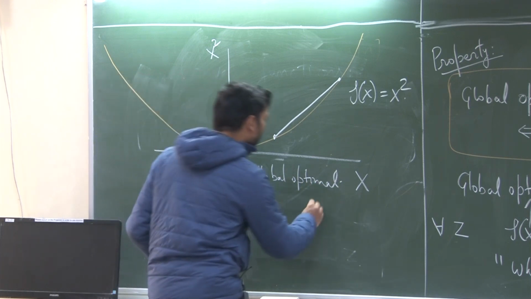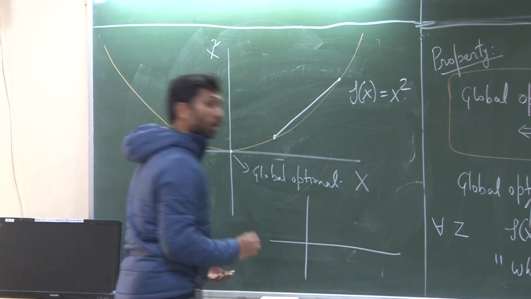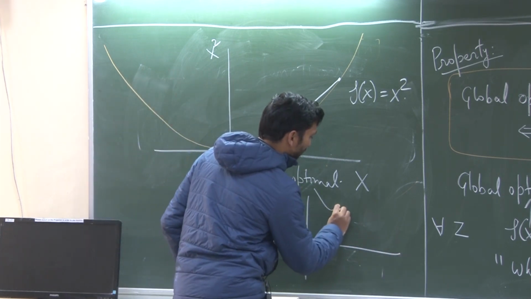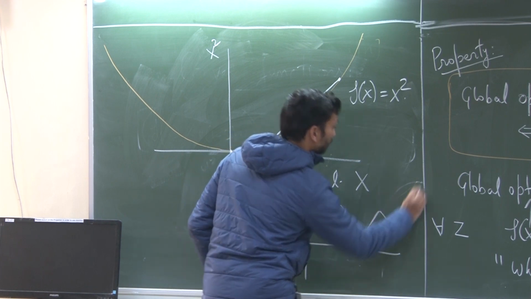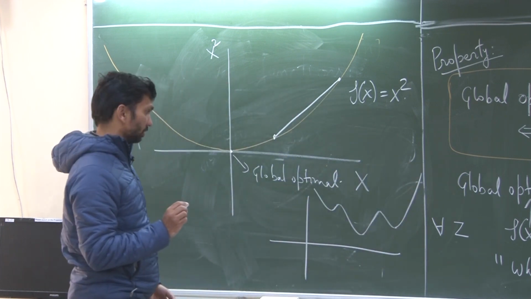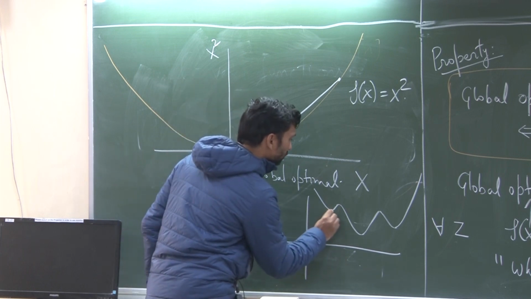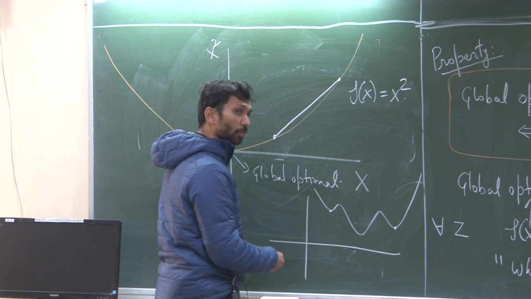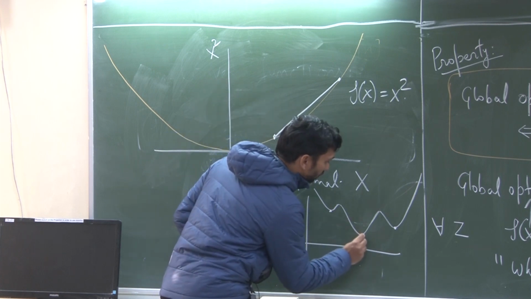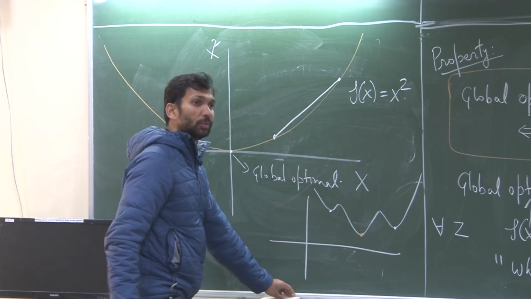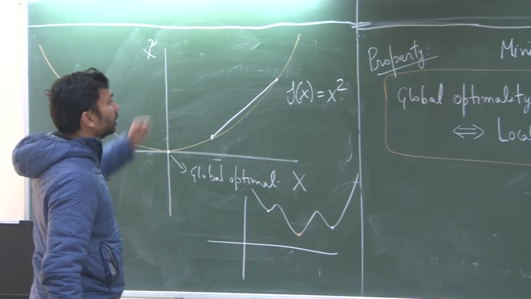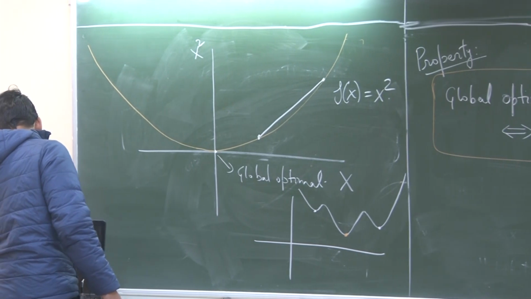Notice that there can be functions where there are local optimals but not global optimals. For example, look at this kind of a function. These 2 points are local optimal but not global optimal. This point is global optimal. You can easily verify that global optimal is local optimal for f(x) is equal to x square.